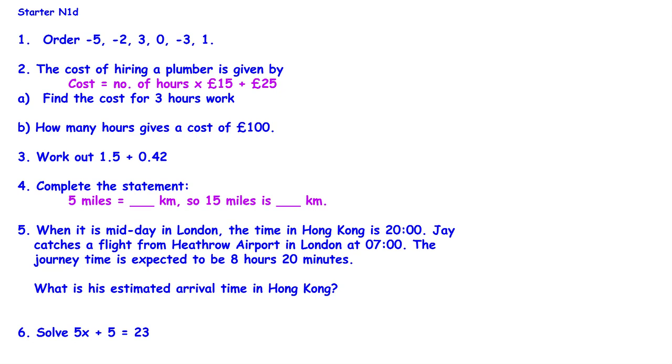Okay, let's go through your solutions. Order -5, -2, 3, 0, -3 and 1. I'm going to order them in ascending order, smallest to biggest, ascending. So the smallest number we've got there is -5, followed by, let's cross that out, followed by -3, then -2, 0, 1, then 3.